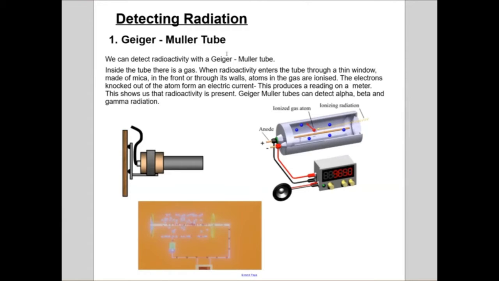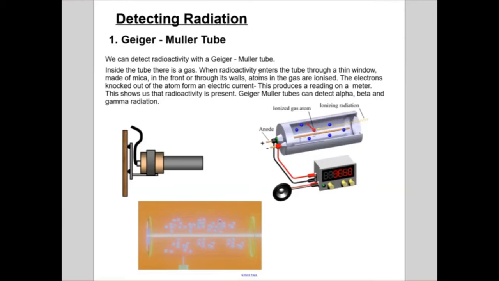So this one, the Geiger-Müller tube, we have already seen one, and we have seen how they measure the background radiations. So we can detect radioactivity with a Geiger-Müller tube. Right? And inside the tube, there is a gas. Usually they fill this Geiger-Müller tube with some kind of gas, usually it's argon, right?